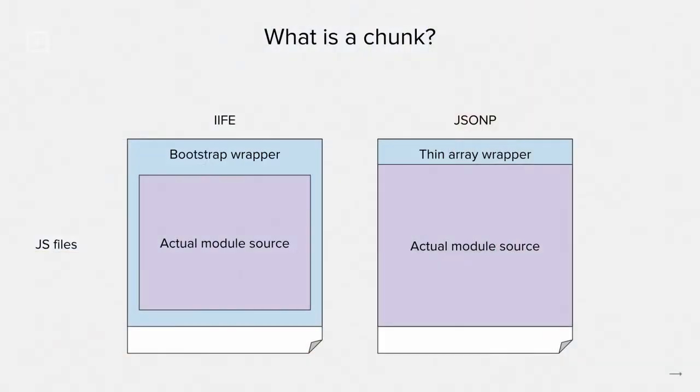You might be wondering, what is a chunk when it's been written to disk or when it's been sent over the wire? There's two formats for chunks. The first is an immediately invoked function expression, or an IIFE. This is what we use when a chunk has an entry point. And the function is the Webpack bootstrap, and we pass in the actual module source to this function. And there's another chunk format called JSONP, where we basically wrap up our module source in an array, but we don't actually execute any of the modules. We just put them in shared memory.